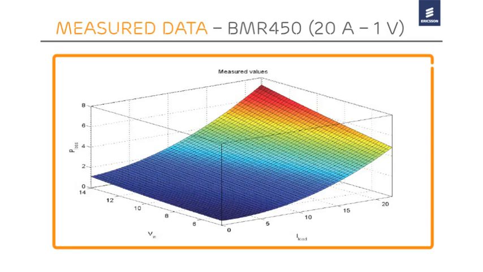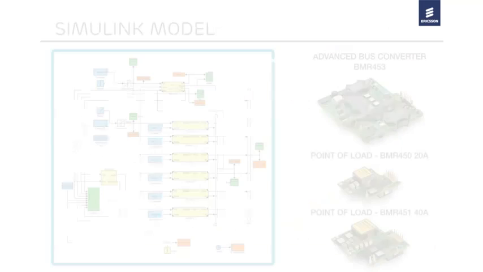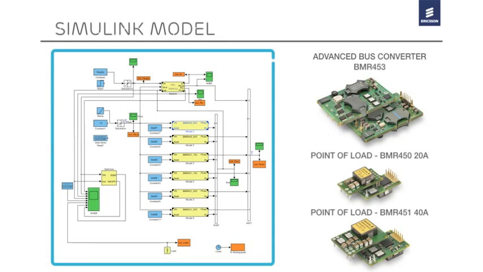The same procedure has been conducted for all products, including the advanced bus converter BMR453. The data was entered into the master database to create a parametric model, which was then used in the simulation system. Once we had entered all the measurements into the database, we used them to create polynomial models. We then compiled and uploaded all the models into the Simulink model that we have summarized in this diagram.